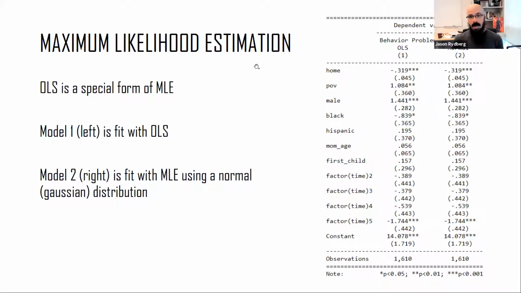So just to highlight, the model on the left is that previous model as it was estimated with OLS. The model on the right is estimated with maximum likelihood estimation, or a Gaussian likelihood function with an identity link. I.e., these two things are equivalent. So OLS is a specific form of the MLE.